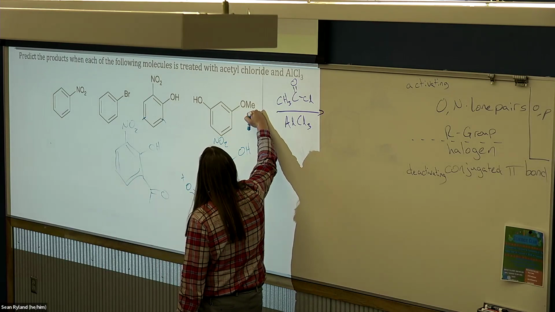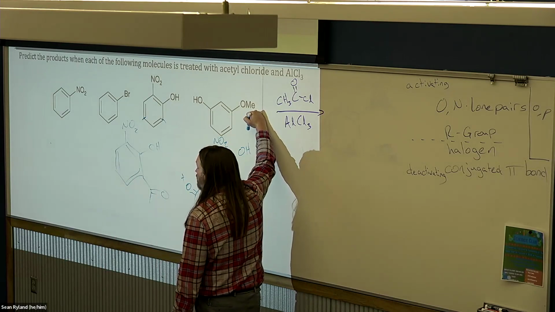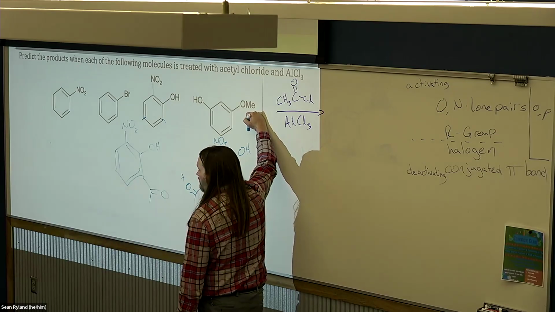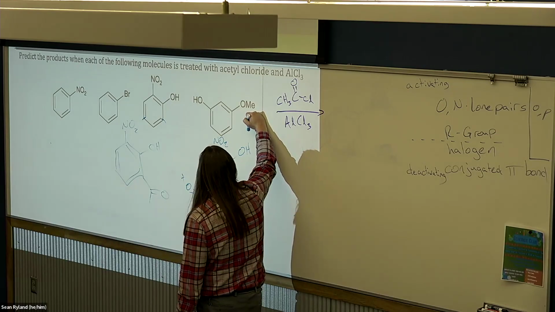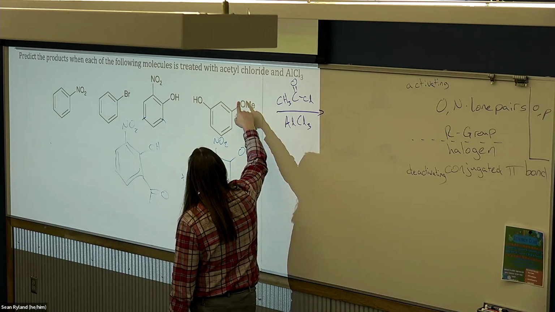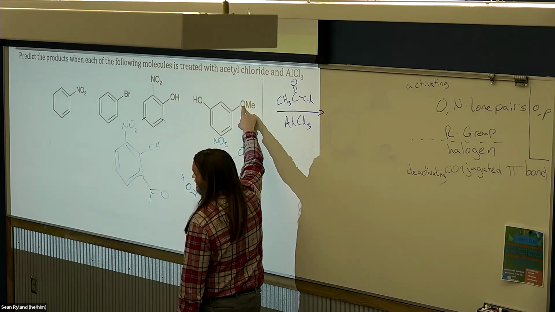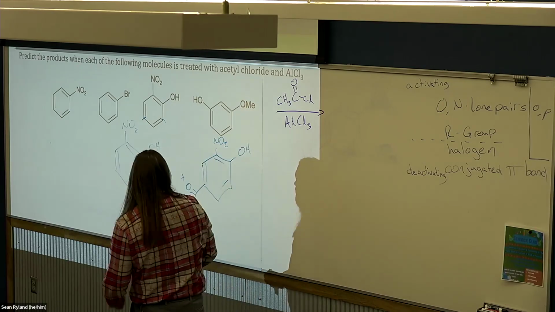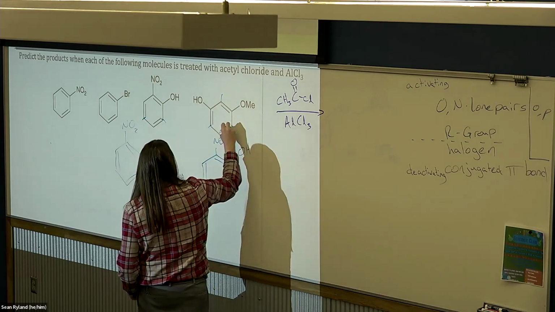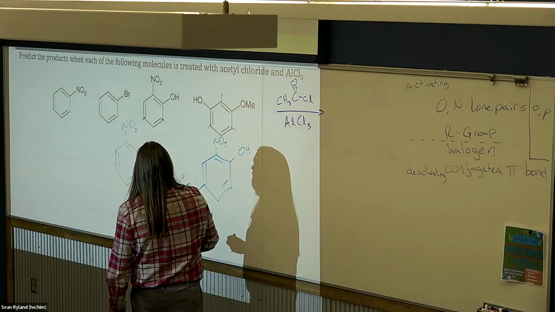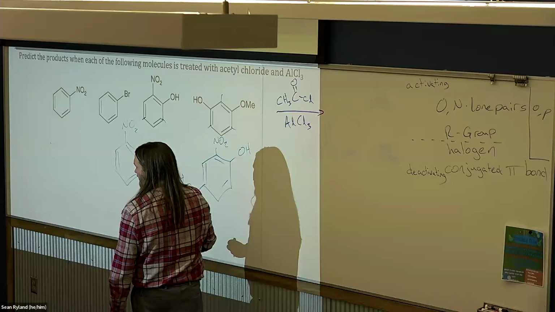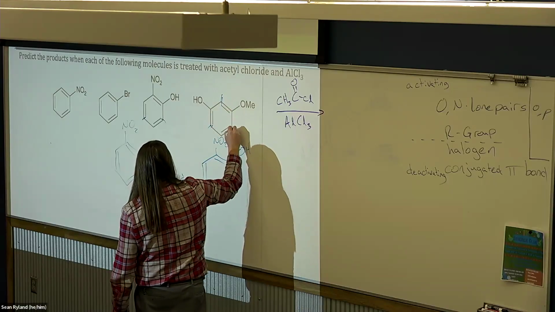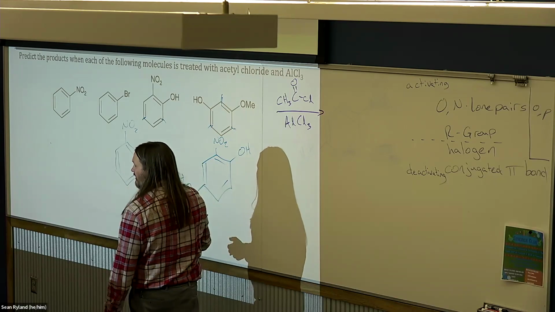They both have lone pairs, so they're both strongly activating. Are they working together in terms of the placement? What's ortho-para for the methoxy group? What about for the OH group? What's ortho and para for the OH group? So they agree.